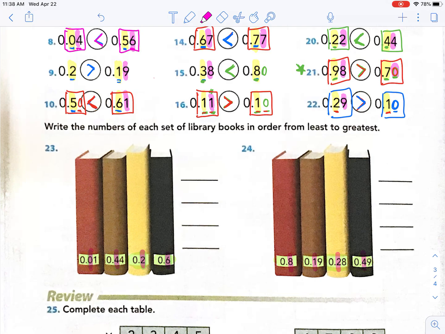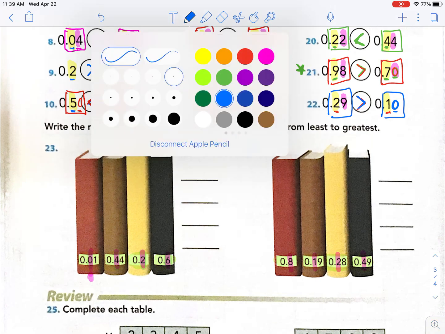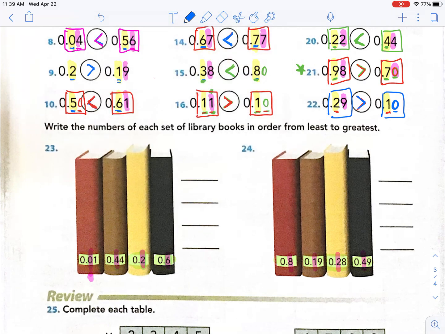Well, I see a 0. On number 23, I see a 0 right here. So 0 is going to come first. So this will be number 1, 0.01. Excellent. So what will come next? I see a 0. I see a 4. I see a 2. And I see a 6, all in the tenths place. What will come next? A 2.